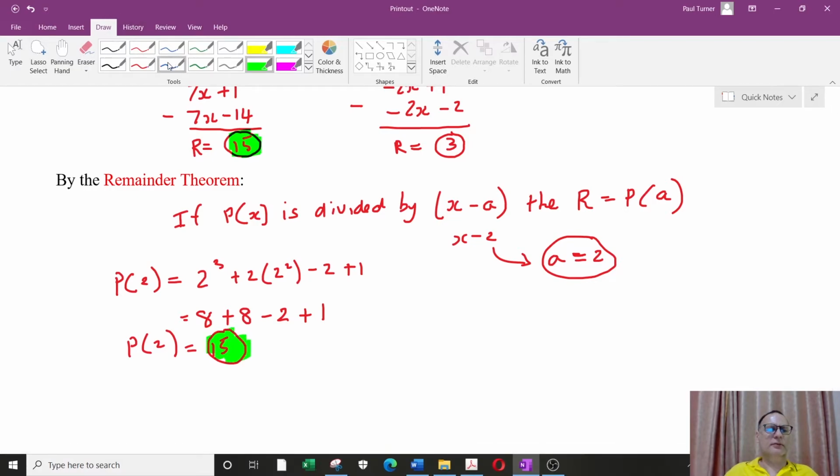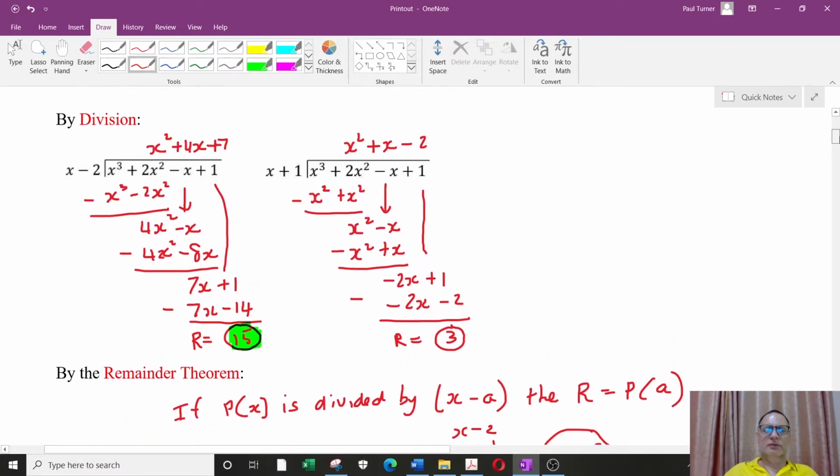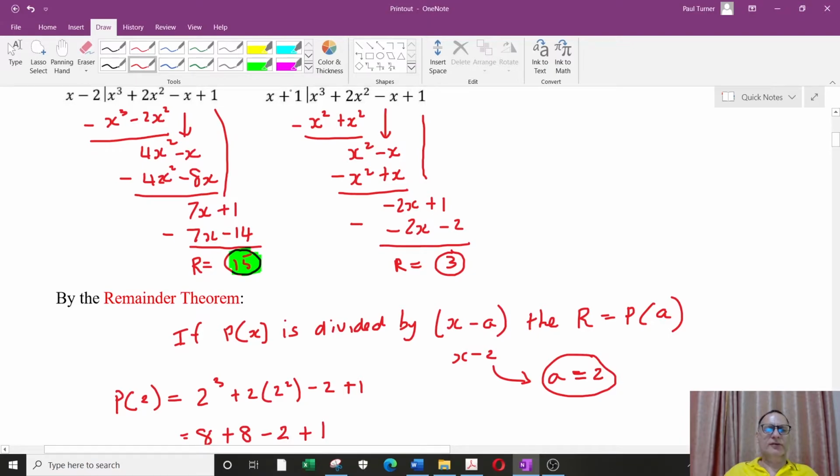Okay. And we could similarly do the second one, but notice in this case, it's x plus 1. So the a value will be -1. We could rewrite x plus 1 as x minus -1, couldn't we? Because minus negative is plus. So that means that the a value is -1. Okay. So if you put -1 into here, you will get 3. Okay, you can try that yourself.